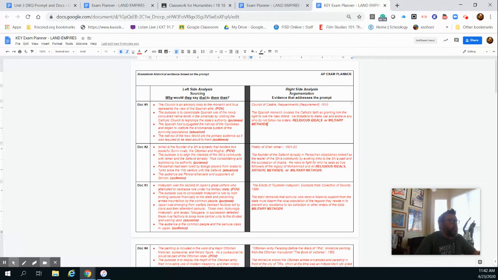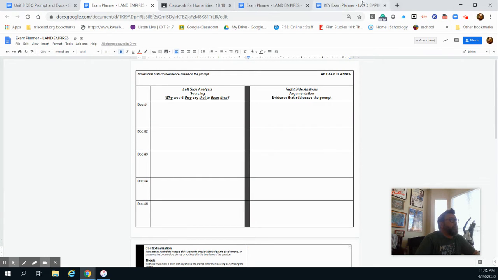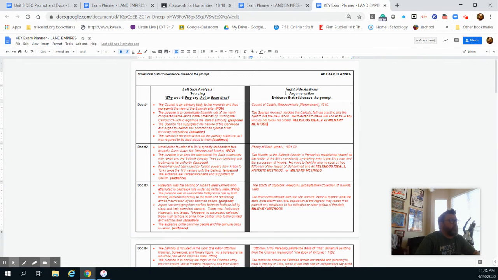But in marking what this would look like on exam day, blank. Then as you read through the documents, you're using this right side to think, okay, what methods or ideas are they using to legitimize power? And in this document, I find that the Spanish monarch is using the Catholic faith as the basis for his rule, so that's a religious idea. Threatening to make war, it's a military method.